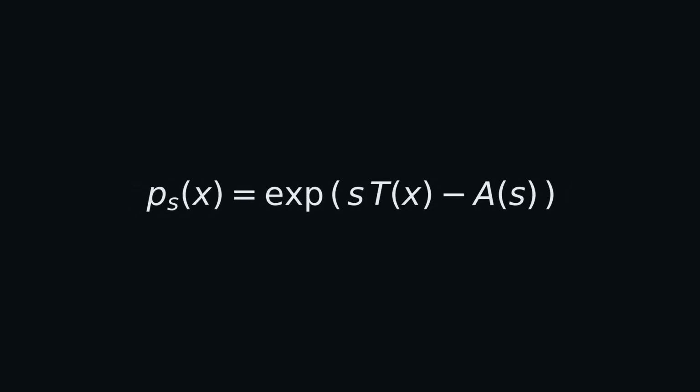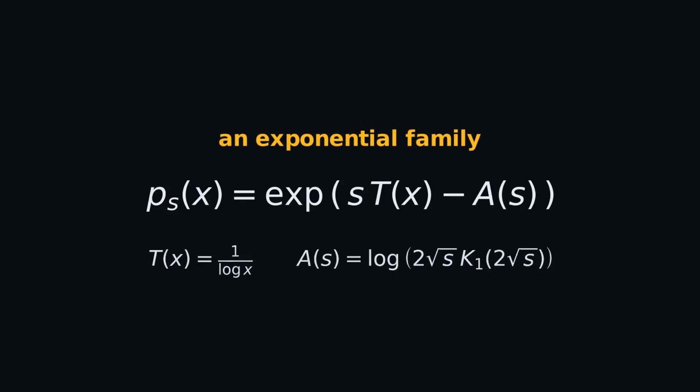Now for the structural reveal. Write the density as the exponential of s times a statistic minus a log partition function. That is the signature of an exponential family. The sufficient statistic is 1 over log x. The natural parameter is s, and A of s is the log of our Bessel expression.